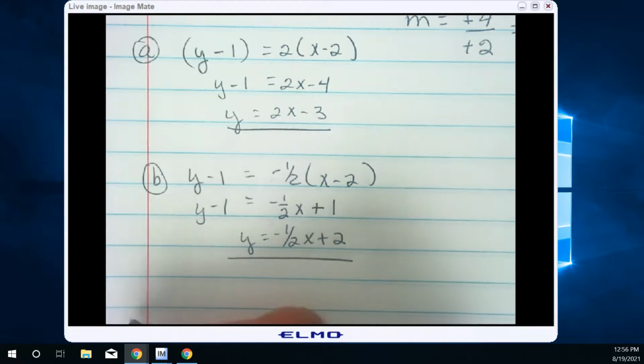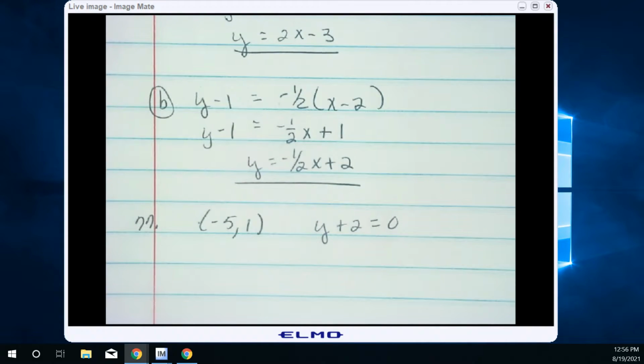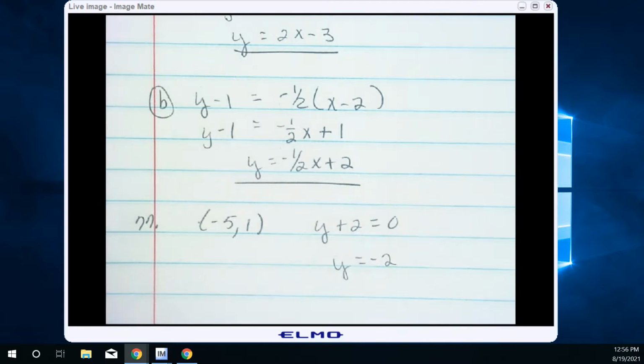On 77, it is a special problem. We have negative 5 and 1, but our equation is y plus 2 equals 0. That is just a horizontal line at y equals negative 2. What are the slopes of all horizontal lines? 0. So my slope is 0.